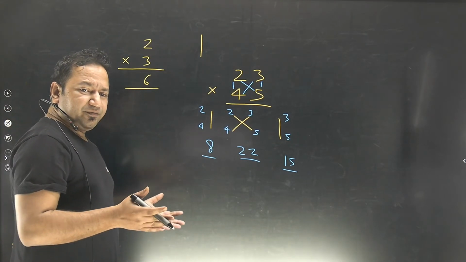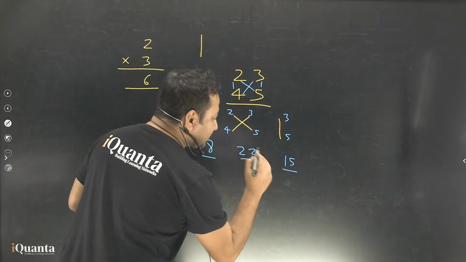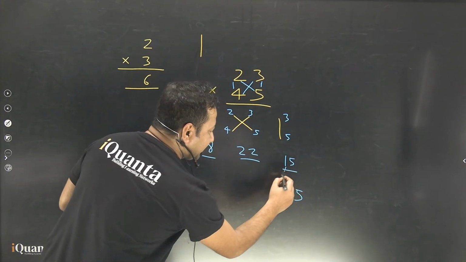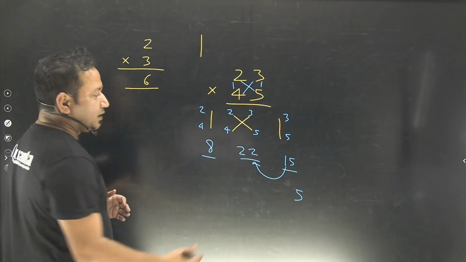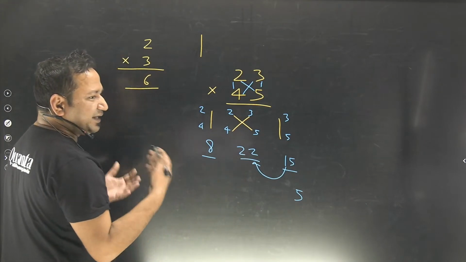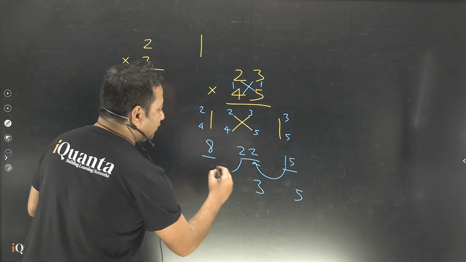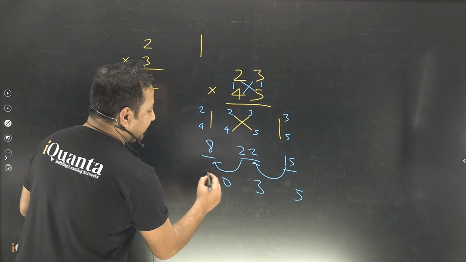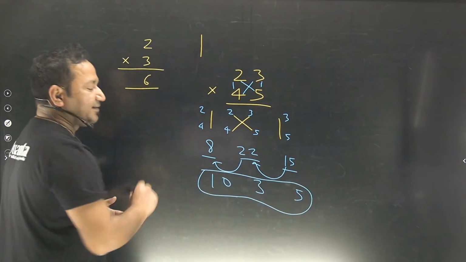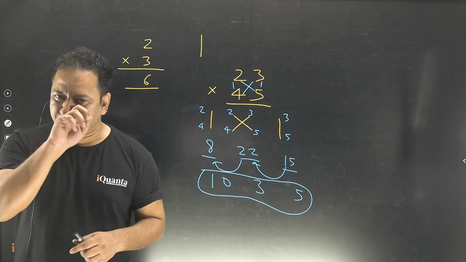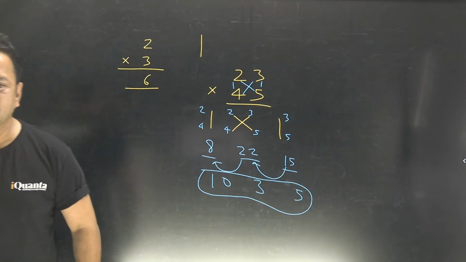Once we have obtained this, as you know, at a single place only 1 digit remains, so 5 will remain and 1 will be carried forward. Clear? 1 goes here, this becomes 23, 3 remains and 2 goes here, 2 plus 8 is 10, so we get 1035 as the final answer. Okay.